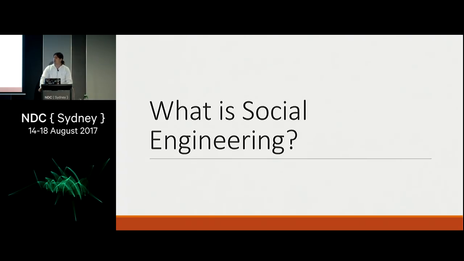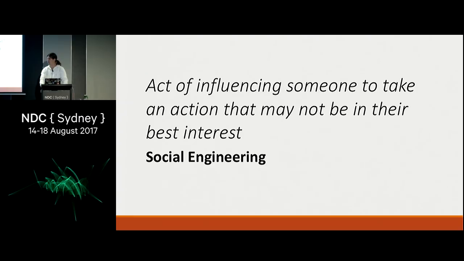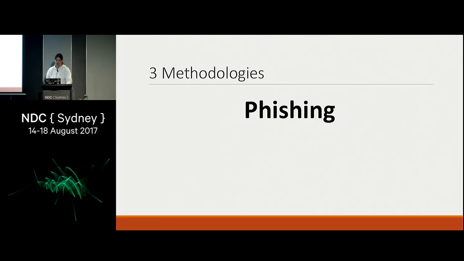Okay, so what is social engineering? I went to my good friend Wikipedia for a definition. It's the act of influencing someone to take an action that may not be in their best interest. So it's getting people to do something that's not good for them. There are 3 different types of social engineering attacks out there. The one that we're all probably familiar with is phishing, where we get those really annoying emails from people who've either got rich relatives in some African country, or you've got an email trying to get you to log onto your bank account with a very convincing bank logon page.